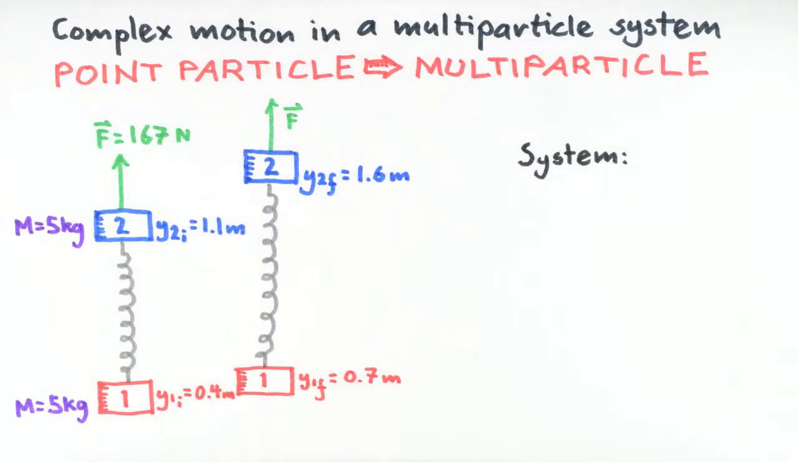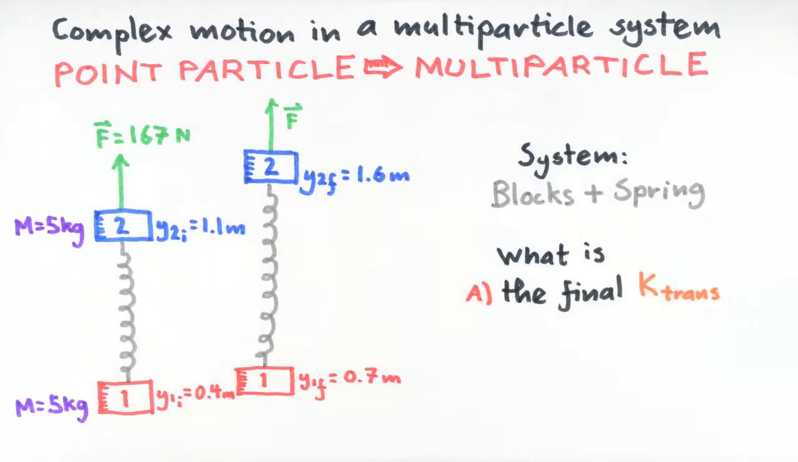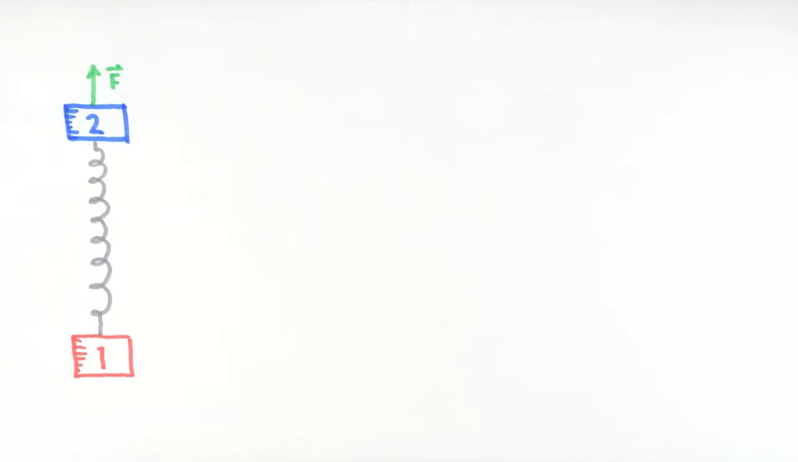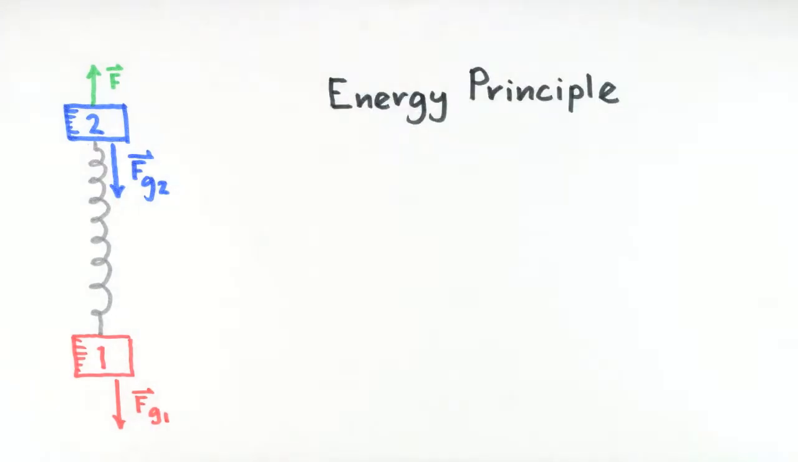Choosing the system as the two blocks and the spring, find the final translational kinetic energy of the system and the change in vibrational energy of the system. Drawing sketches as we go along will help us visualize the situation. We also note here that interactions on the system also include the weight forces exerted by the Earth on each block. We're asked to find energies in this problem, so we start with the energy principle.